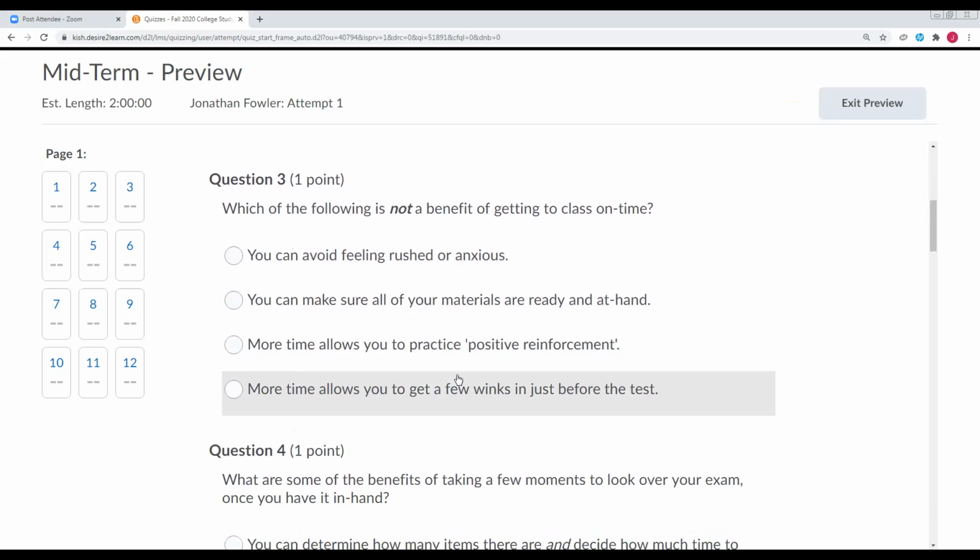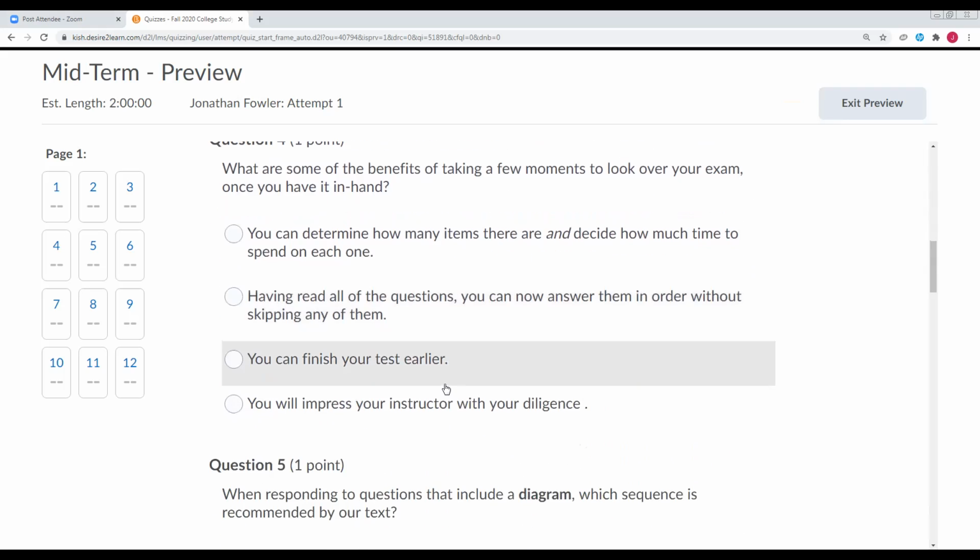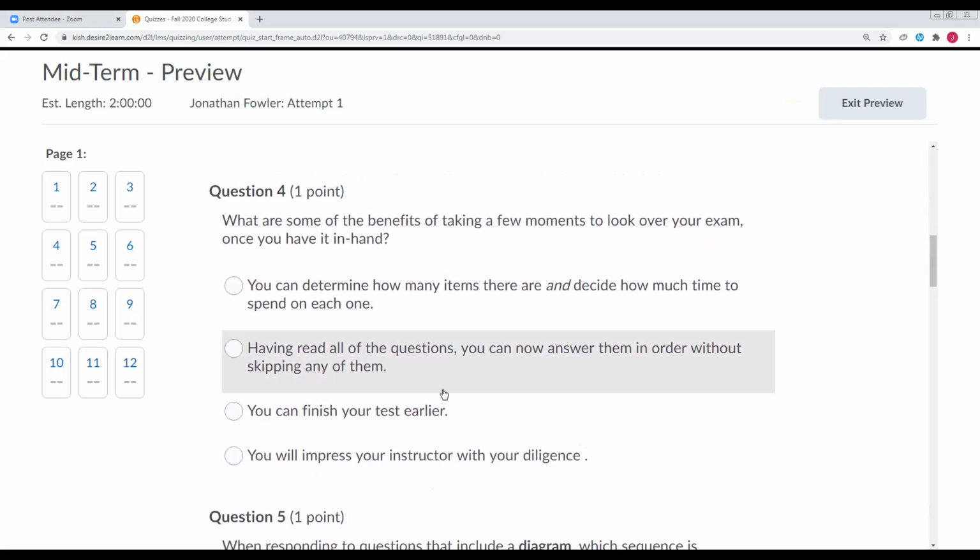Okay. Question 3, which of the following is not a benefit to getting in class on time? This may deserve a reread in your chapter 16 text. Question 4, what are some of the benefits of taking a few moments to look over your exam once you have it in hand?